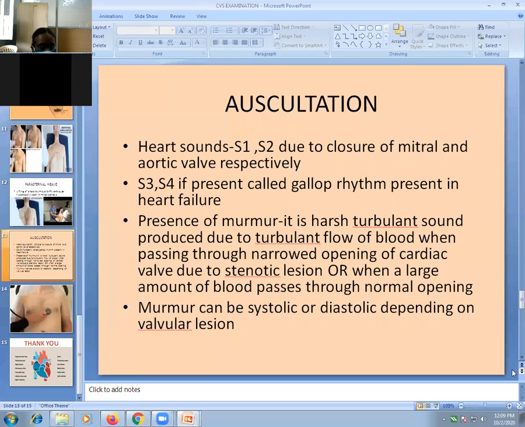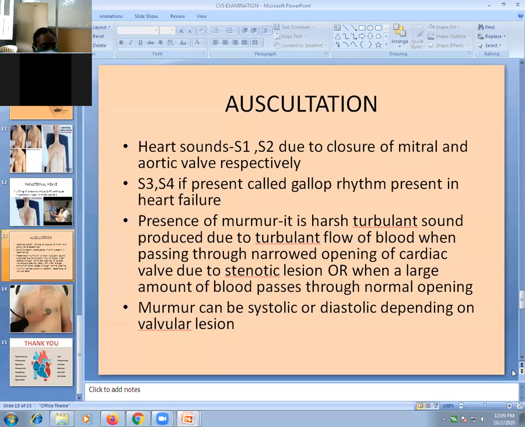Such type of murmur is functional murmur. When blood is flowing through a narrowed opening because of stenotic lesions of the wall, it is called pathological murmur. So there are two mechanisms by which a murmur is produced: blood flowing through a narrowed opening, or a large volume of blood flowing through a normal opening. It is nothing but a harsh turbulent sound produced due to turbulence in the flow of blood.